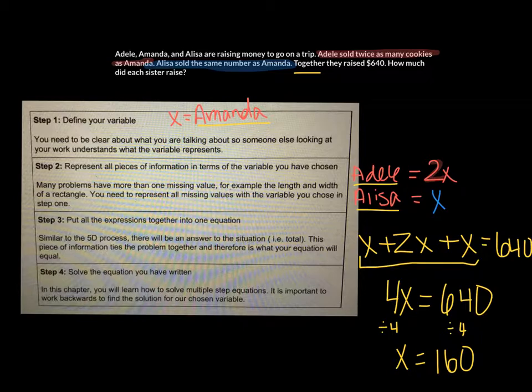And remember, X represents Amanda, so that means Amanda raised $160, which means Adele raised twice that amount, which would put her at $320, and Alyssa raised the same amount, which was $160. So if I add those all together, I should get back to my original $640.